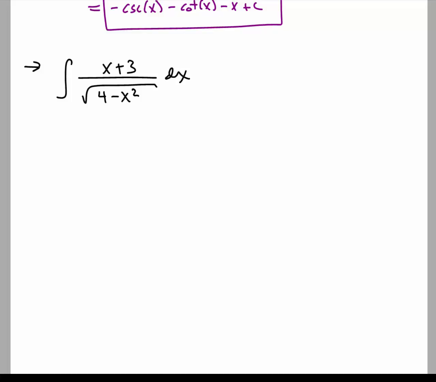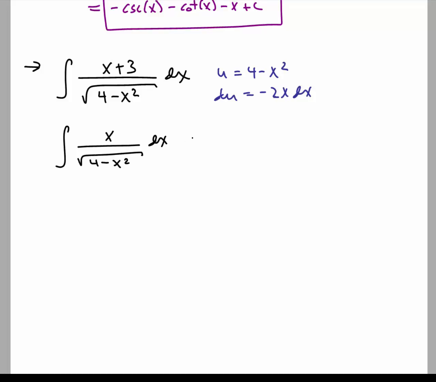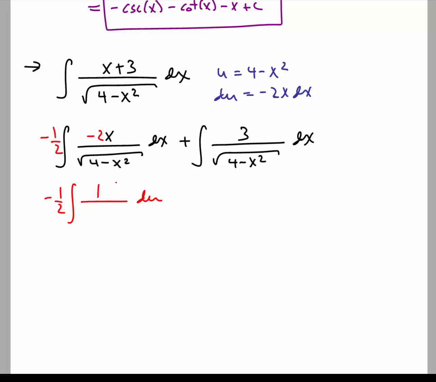So if we started this one with u equals 4 minus x squared, du would be negative 2x dx, and I kind of have that right here. I could create that, but I have this 3 in the way. So I think before we do anything, let's separate this into two parts. I'm missing a negative 2, so I multiply by a negative 2 on the inside, compensate with a negative 1/2 on the outside. And this negative 2x dx is going to be 1 du, and this will be u to the 1/2. Now over here, this one fits a form.